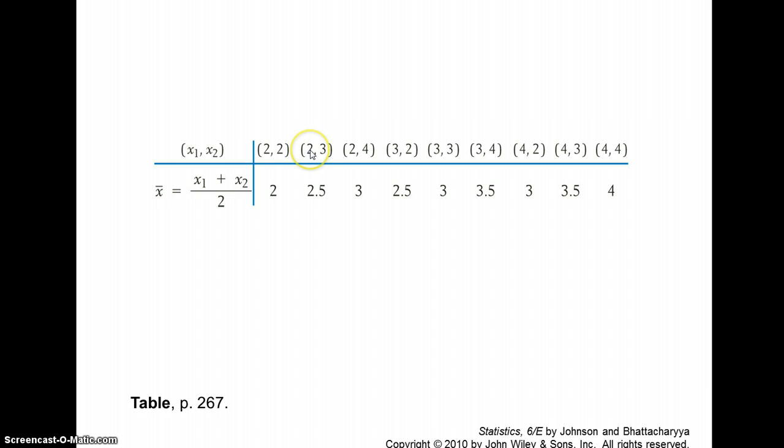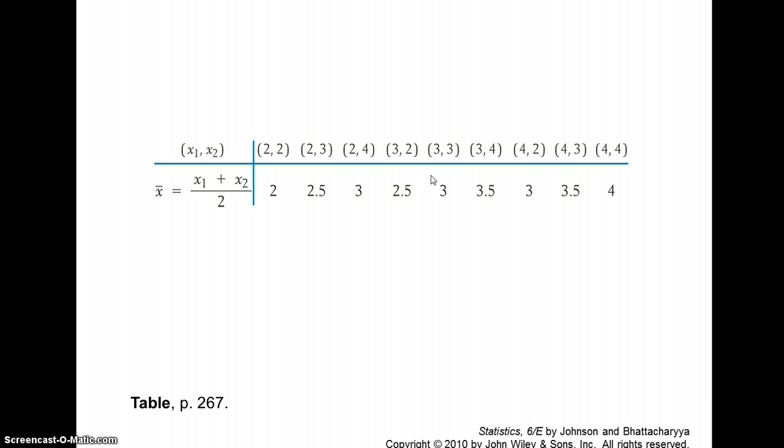And similarly, you can do the same thing for 2, 3. So you add 2 and 3, you get 5. 5 divided by 2, you get 2.5. And you add 2 and 4. So this is the third sample. 2 and 4, you add and divide by 2. The fourth sample, 3, 2, add and divide by 2. So we got all the x bar values. So that is how you evaluate x bar for each sample, because we have 9 different samples. So you have to use the formula 9 times.